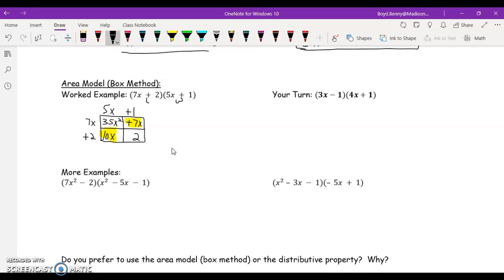So my final answer would be 35x squared plus 17x plus 2.